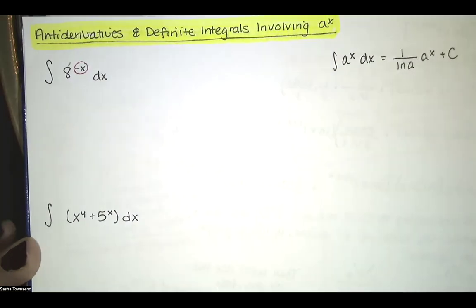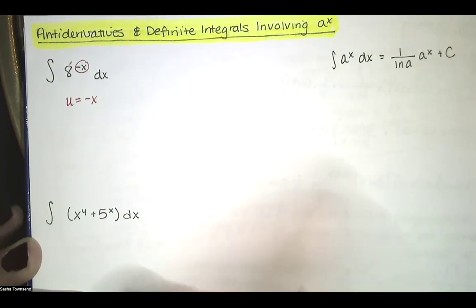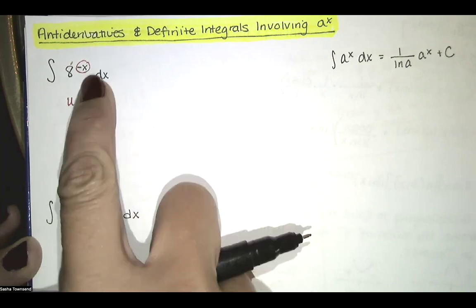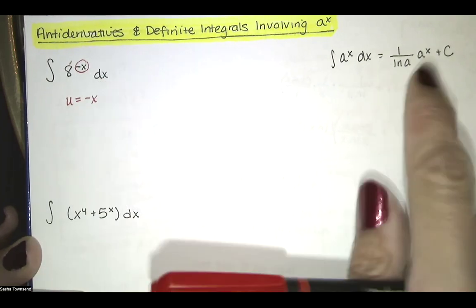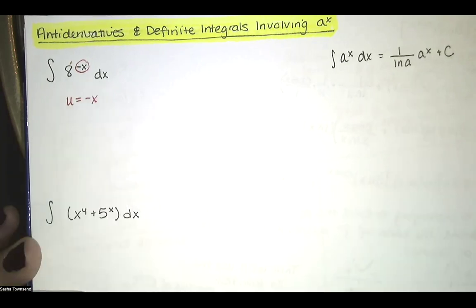So I identify an inside function. My inside function in this case is negative x. So if u is equal to negative x, then this looks like an 8 to the u. And then we're going to have a multiple of du over here. So we'll be able to use that basic rule. So I say, do I have a basic rule for that? No, I don't. So let's use u-substitution.